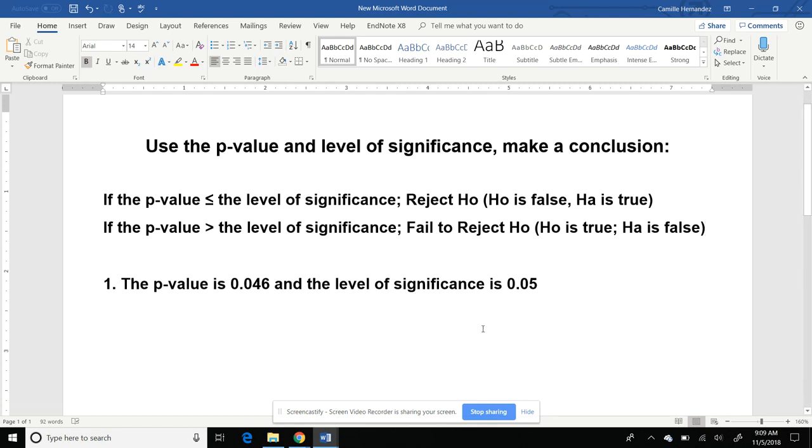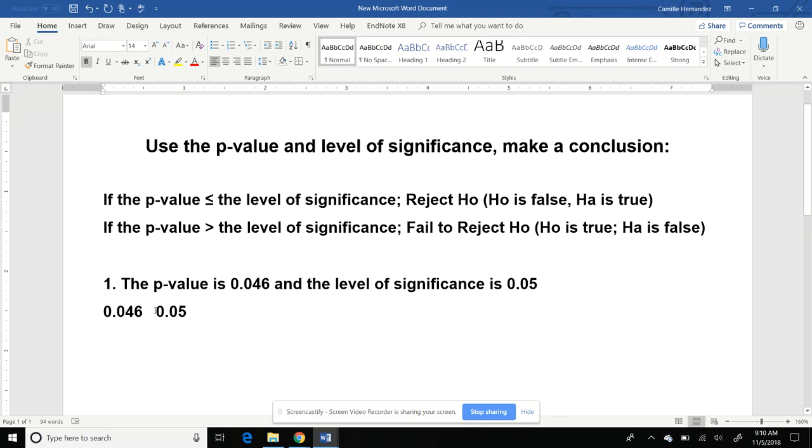So here I go, using the first rule. My p-value is 0.046, and my level of significance is 0.05. So if I compare these two, I'm going to do 0.046. Just take it to the next line so we don't get confused. And I'm going to compare it to 0.05. Okay, so what's going on here?